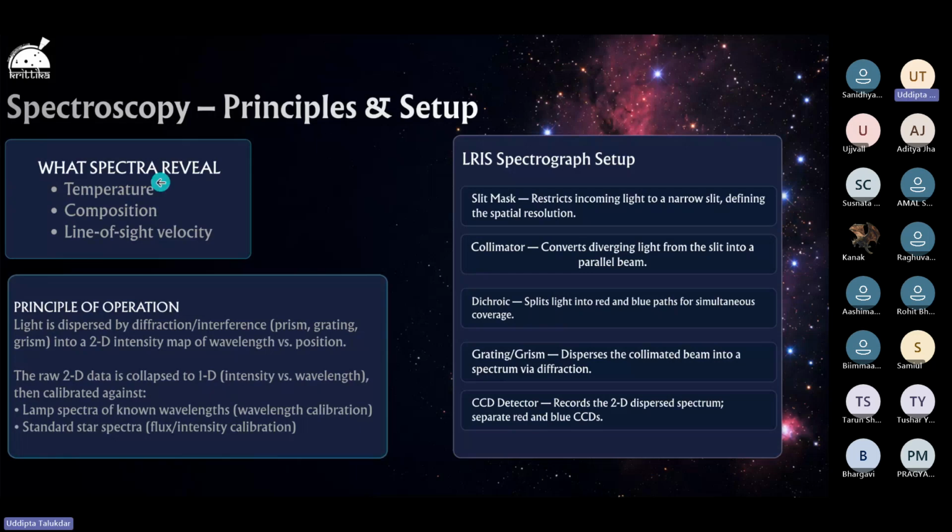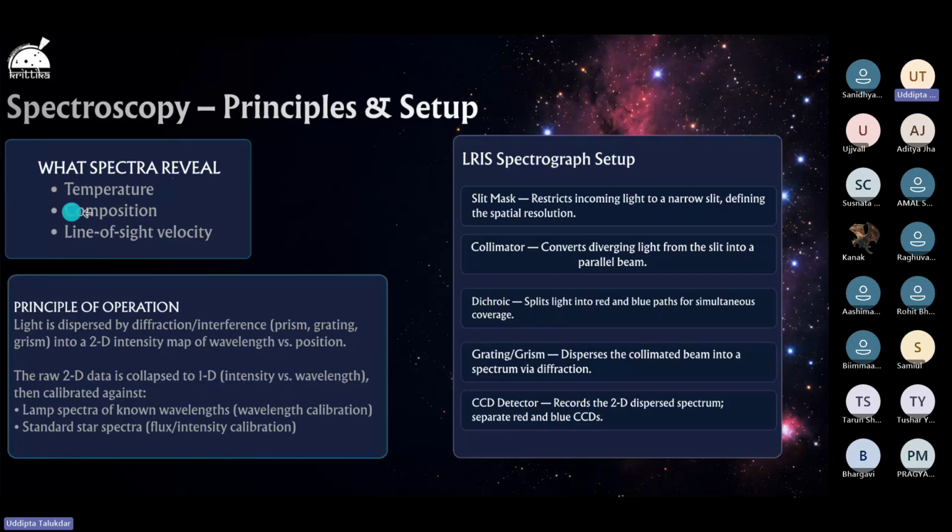So what the spectrum reveals is first temperature. Hotter stars peak at bluer wavelengths, cooler stars at the redder ones. Just from the color of the peak, you get the surface temperature.